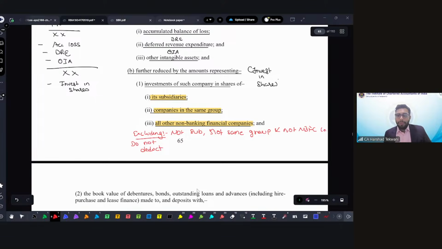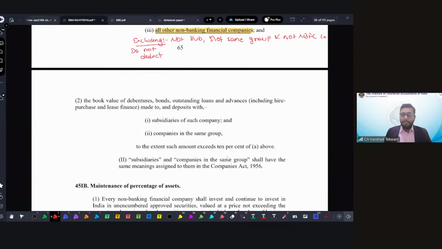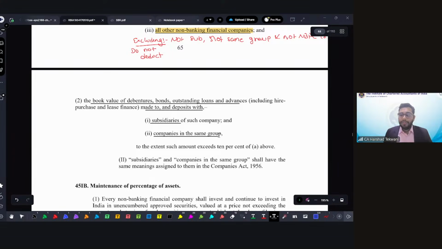But now we need to understand one more kind of deduction. This was the deduction with respect to the shares. Now we will see the deduction with respect to the debentures. So if there is a book value of debentures, bonds, outstanding loans and advances, deposits, with or made to a subsidiary or same group companies, then to the extent such amount exceeds 10%, you are required to deduct that amount.